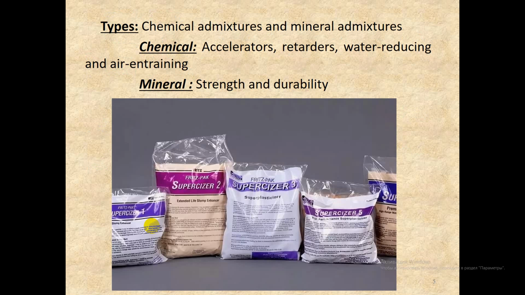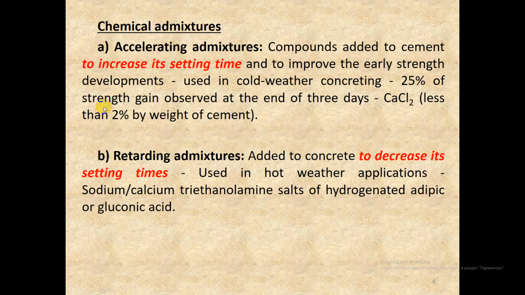Types of admixtures: chemical admixtures and mineral admixtures. Chemical admixtures include accelerators, retarders, water reducing and air entraining, and mineral admixtures improve strength and durability.